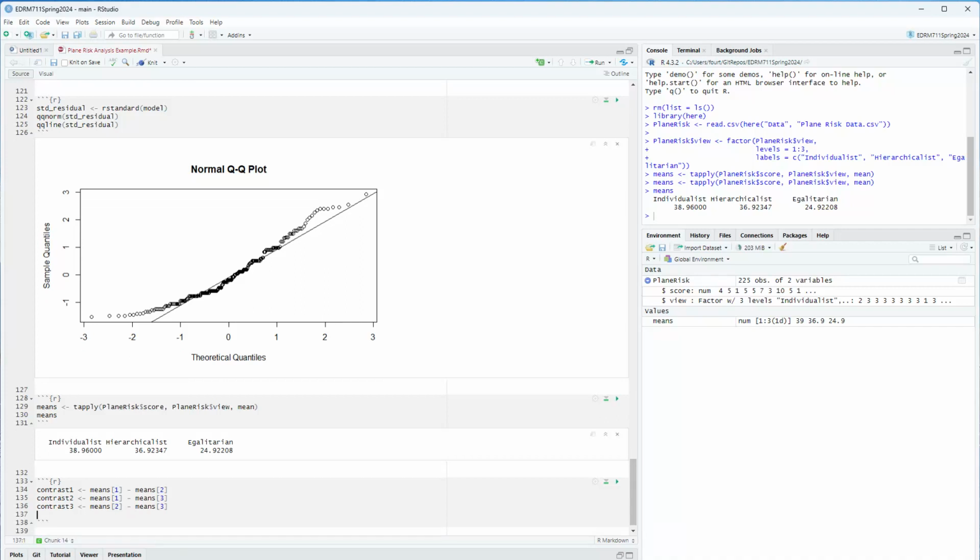And if I want, I could even do this. I could say contrast and put them all together in a single vector. And let's go ahead and look at that.